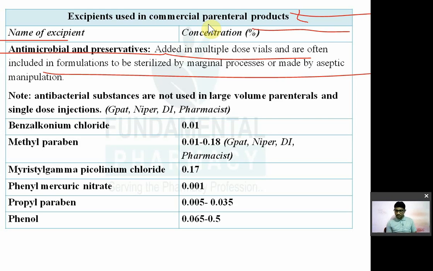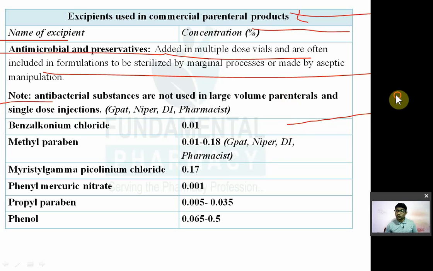Remember, it is only included in the multi-dose container, not in a single dose container or a large volume parenteral. A question has come in GPAT, and you get confused. Again, I have said it here: antibacterial substances are not used in large volume parenterals and single dose containers.